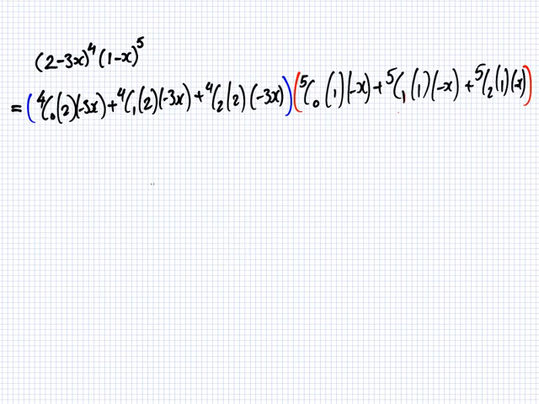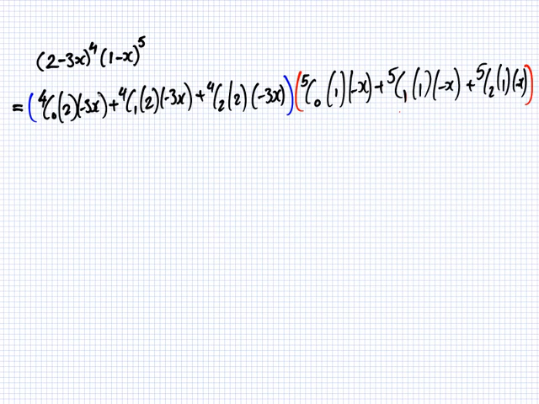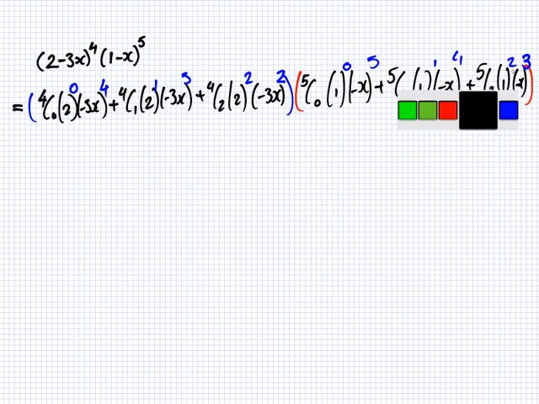Now the powers. What power should I put on the 2? Zero. So it should be 0, 4, 1, 3, 2, 2. Yeah? And here it should be 0, 5, 1, 4, and here 2, 3.